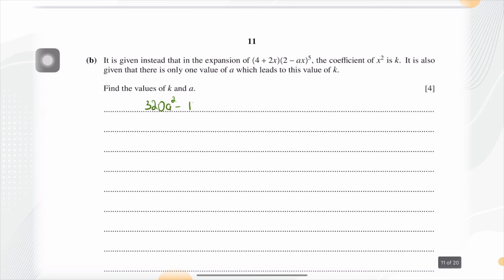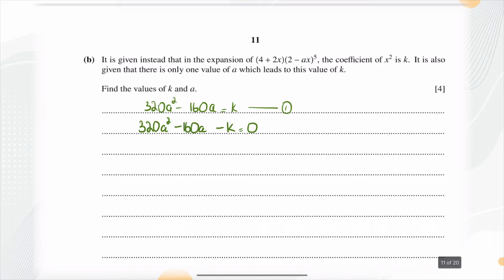Let me write this down first. 320a square minus 160a equals k. Now let's write this nicely: 320a square minus 160a minus k equals 0. Simultaneous equation? No, not simultaneous equation. Sir, b squared minus 4ac. Yes.